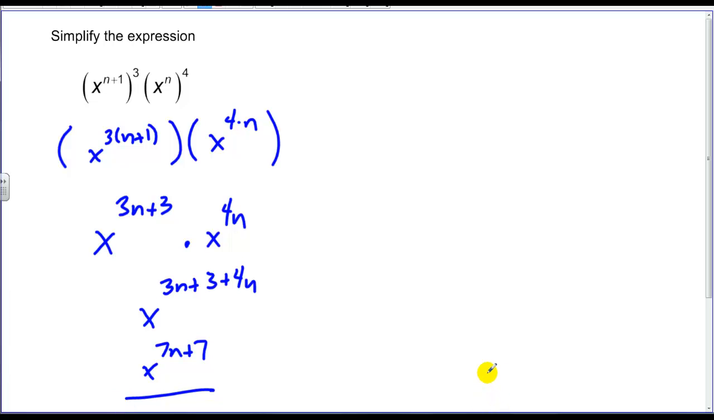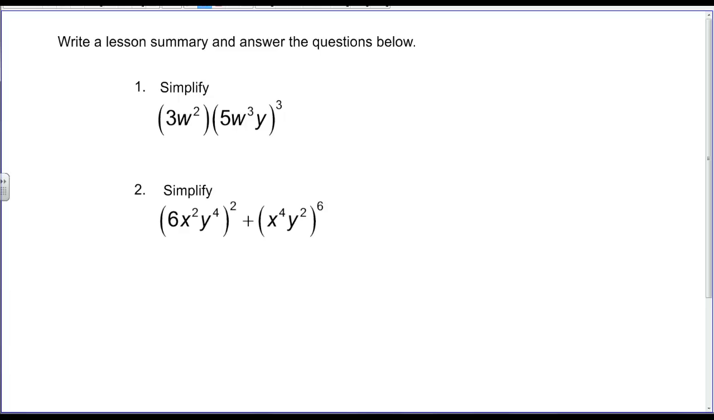That's all we've got in this lesson. Take and write a summary. Let me know what you understand, what you don't, and do these problems, and we'll see you tomorrow.